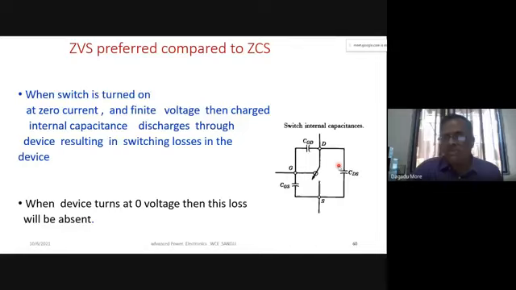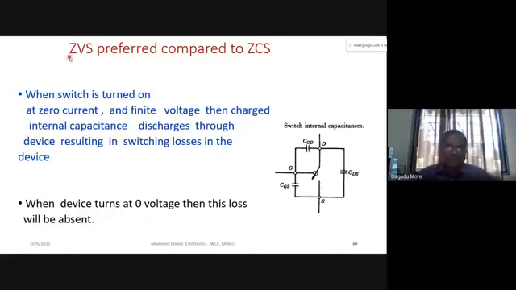The internal capacitance will have a definite charge across it, and when the switch closes, this charge will flow through the switch. The charge on the junction capacitor will lead to switching losses in case of zero current switching. But in zero voltage switching, the voltage across that junction capacitance is zero, and so there will not be a loss.